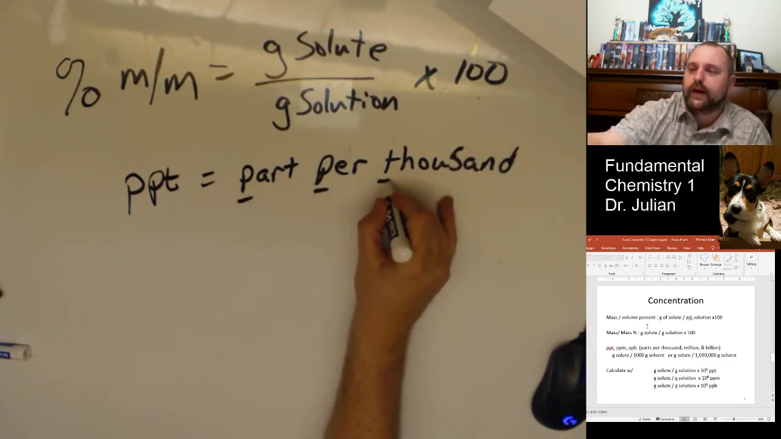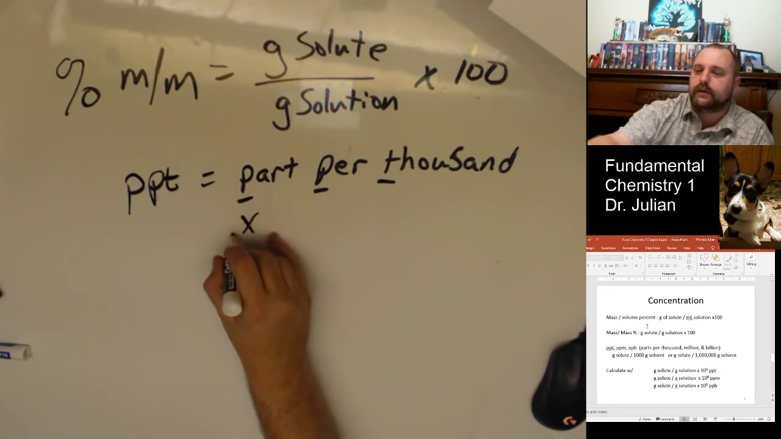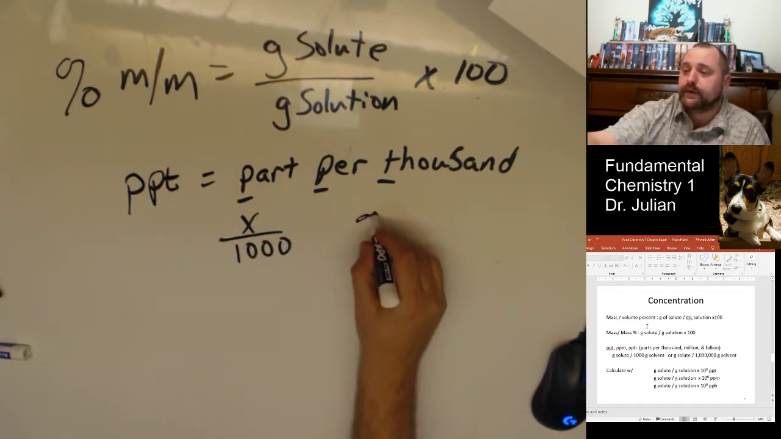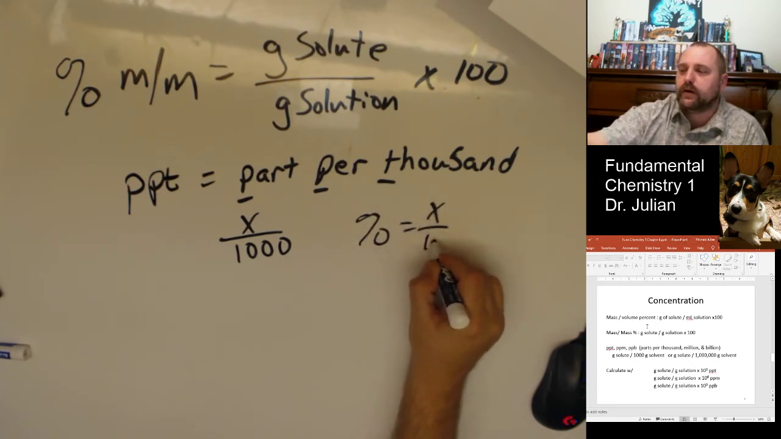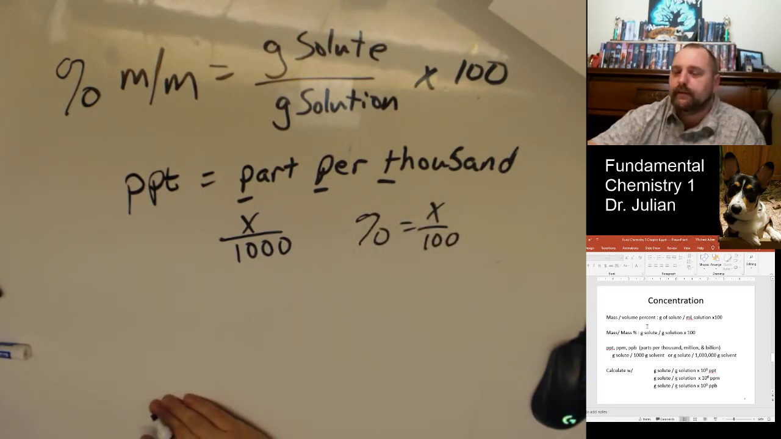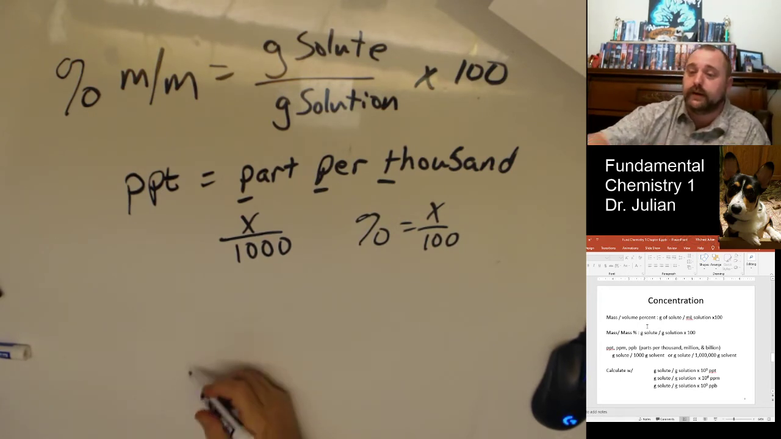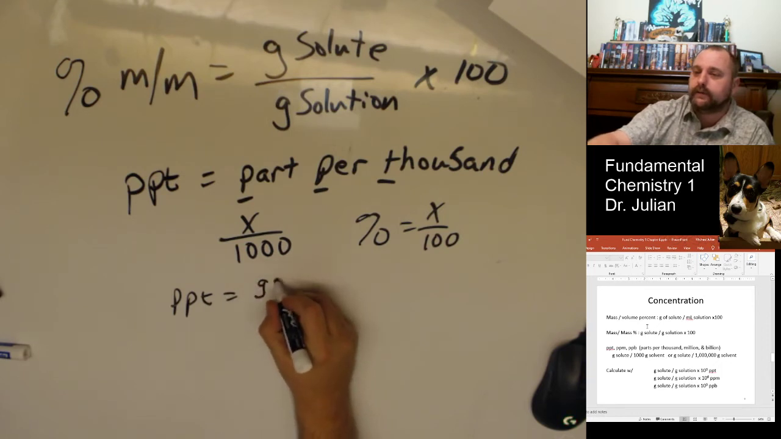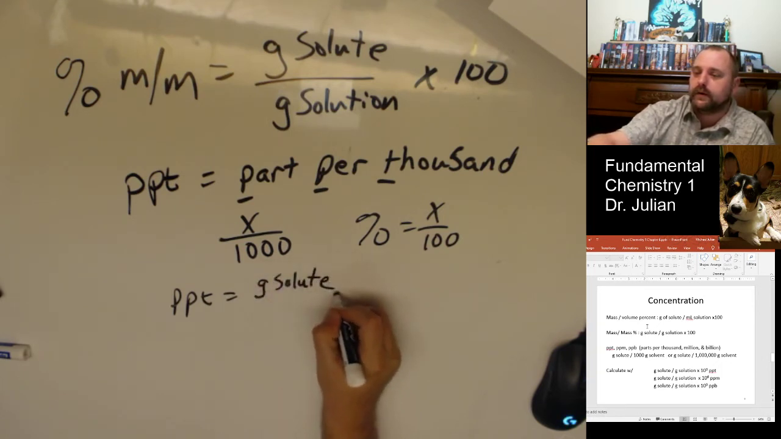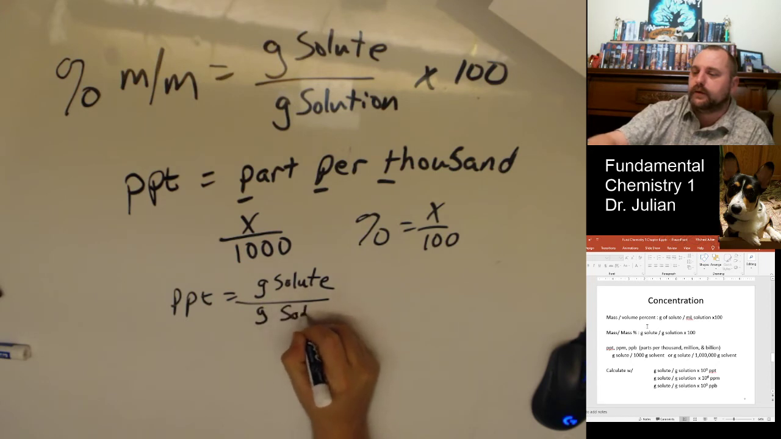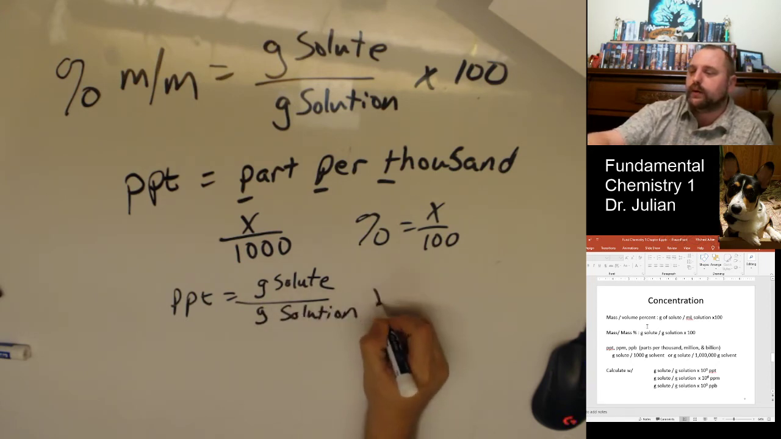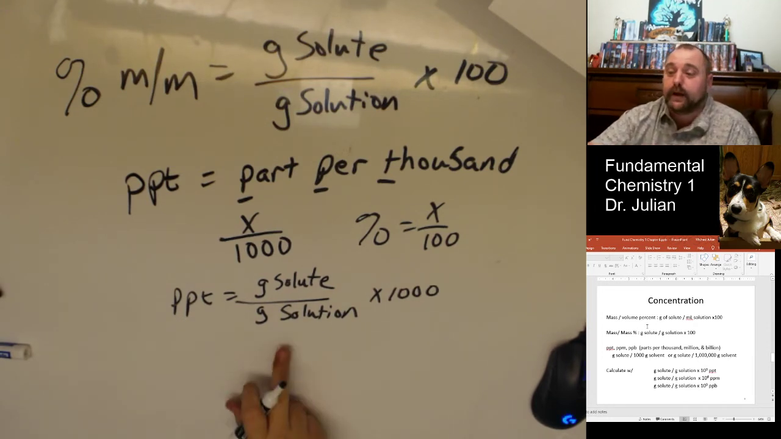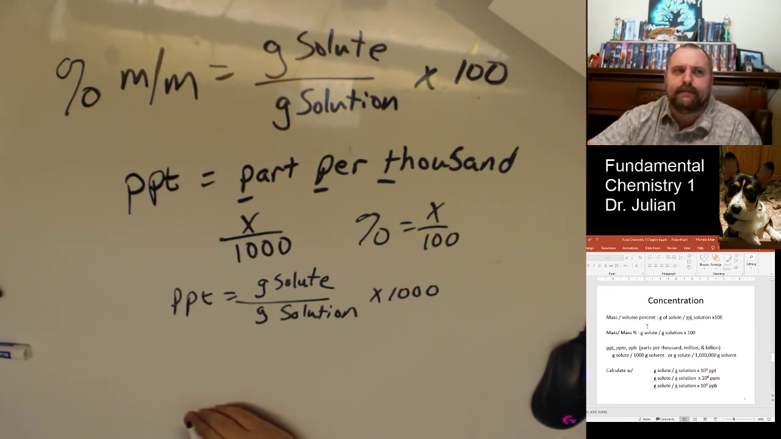Part per thousand. In other words, x over 1,000. Well, remember that percent is x over 100. So it's the same idea as the percent. So PPT, we'll take grams of solute over grams of solution, and then we'll multiply it by 1,000 instead of by 100. And this gives us a little more scary number.